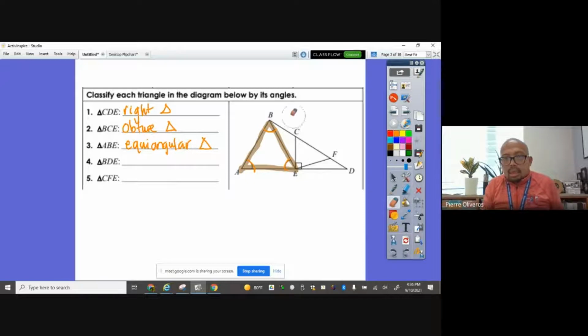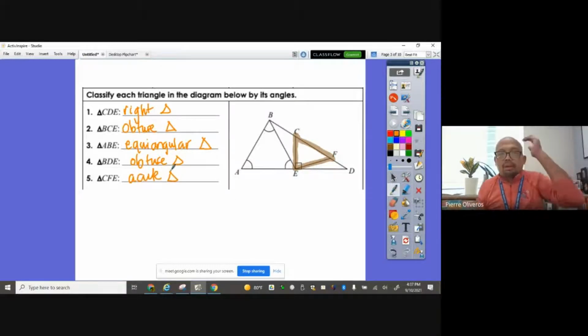Next, we have triangle BDE. And you can see that angle E here is more than 90. So therefore, that's going to be an obtuse triangle. And next is triangle CFE. CFE, that's less than 90. So we know it's going to be acute triangle. Very simple, right? To classify triangles by its angles.